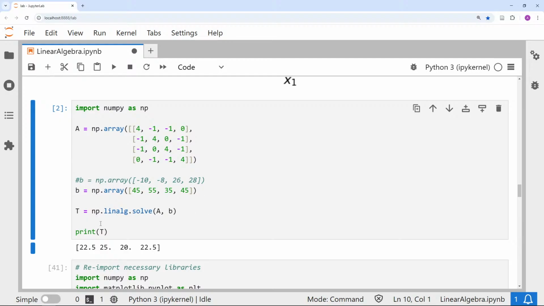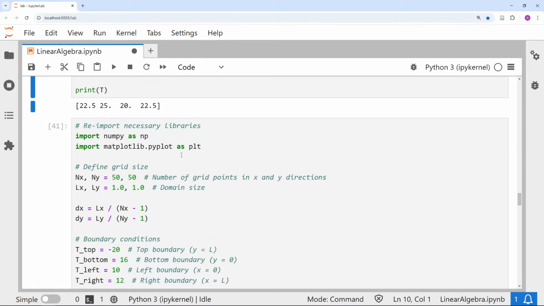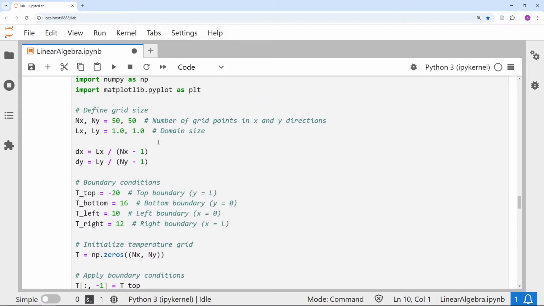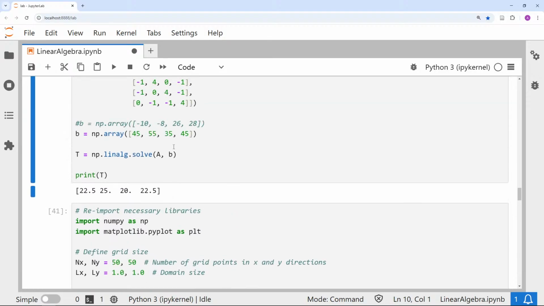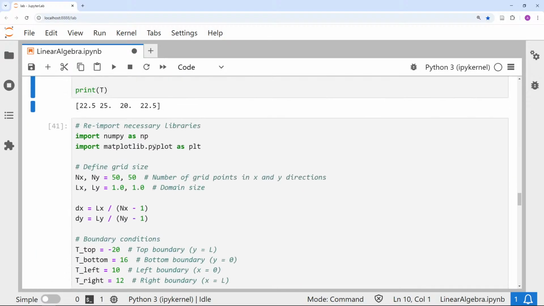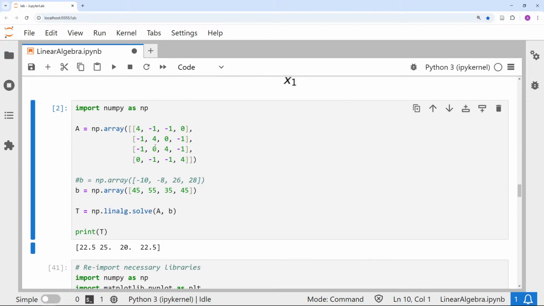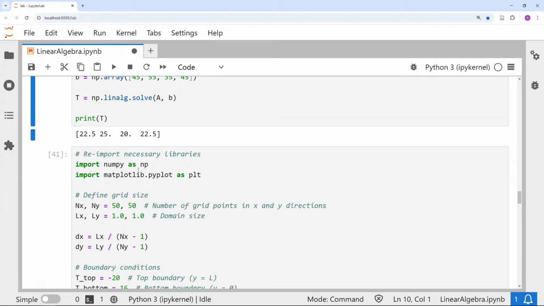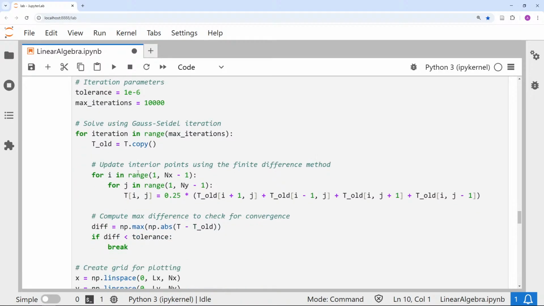So this is with just 4 cells. Here I am doing this with a number of grid points, like 50 grid points. So this was 4 grid points, here with 50 grid points. So here you will have a system: here you have a system of 4 linear equations, and here you will have a system of 50 linear equations.